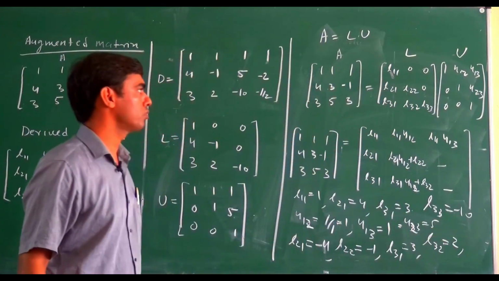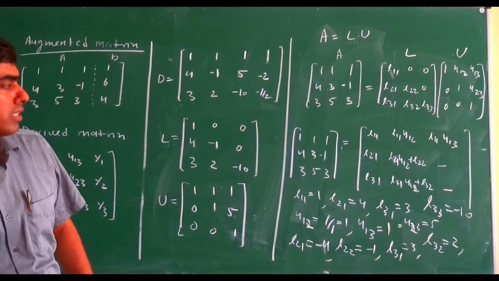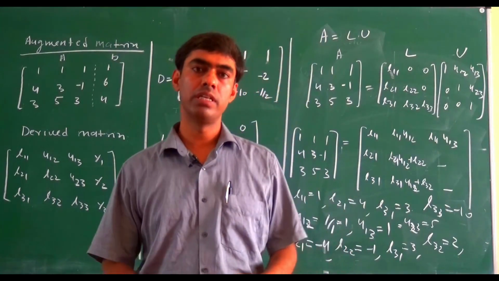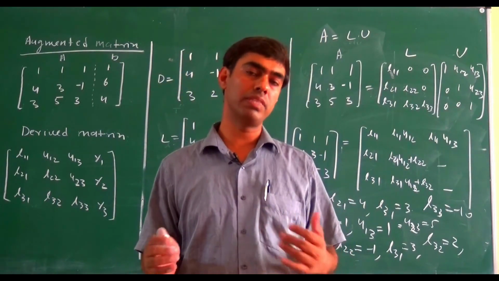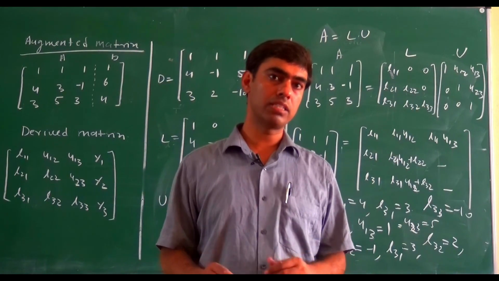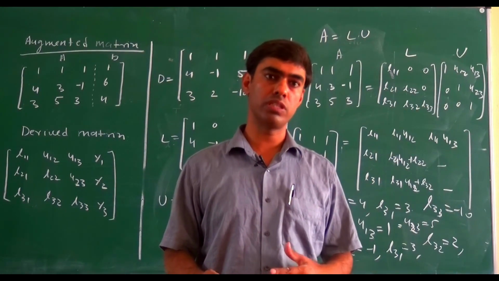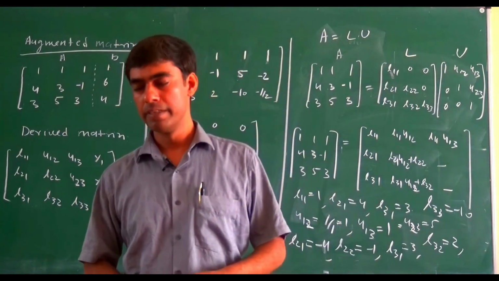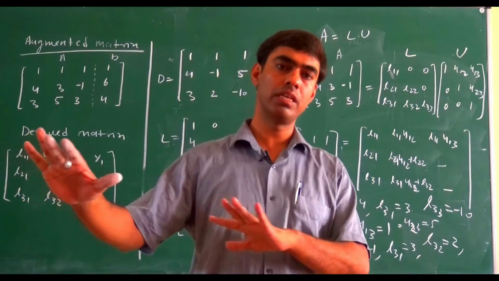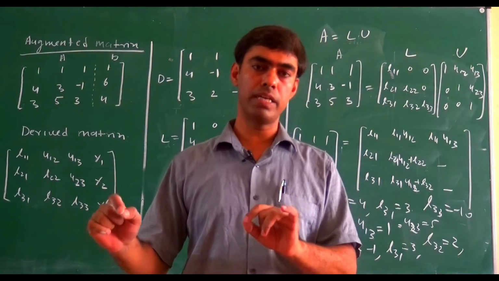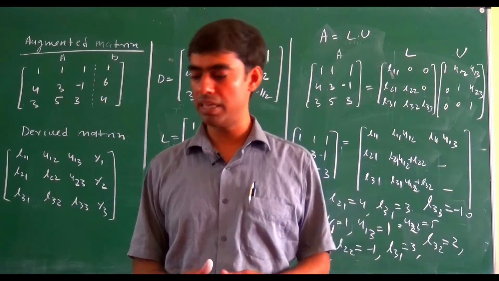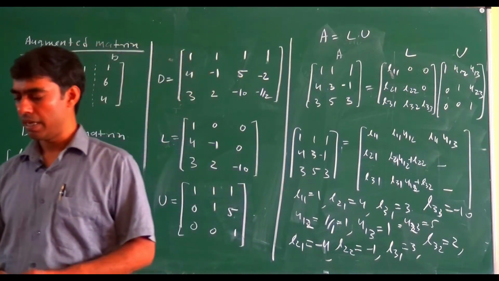So in this way also we are able to find the lower triangular matrix and upper triangular matrix. Once we find them, as described earlier, with the help of forward substitution, the lower triangular matrix L and the value of V, we find the values of y1, y2, y3, and with the help of backward substitution, we find the values of x1, x2 and x3.